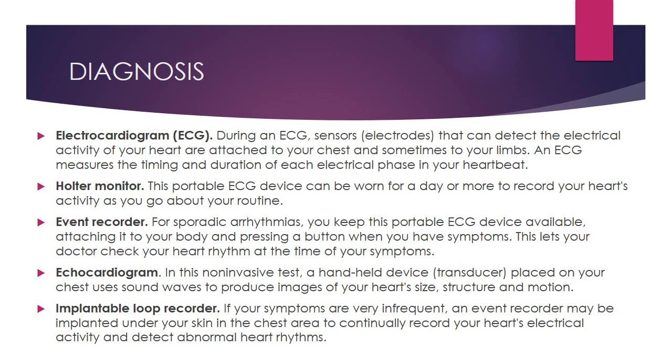It is about how the heart is contracting, the amount of blood that is flowing through, and what the actual cardiac output is. That's also a way of diagnosing the particular condition. Implantable loop recorder: this may be implanted under the skin in the chest area, and it records the heart's electrical activity. It is a small procedure.